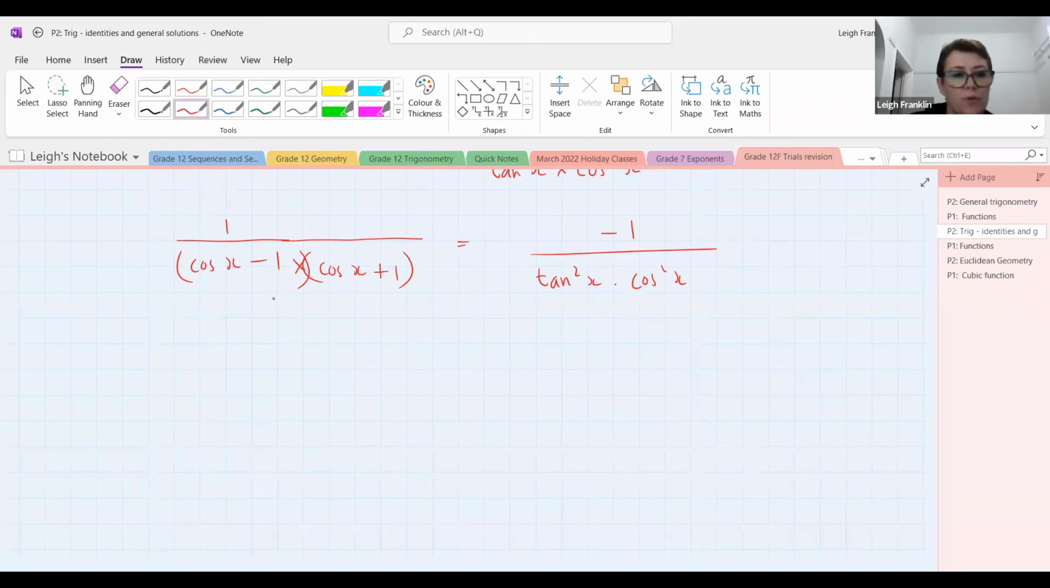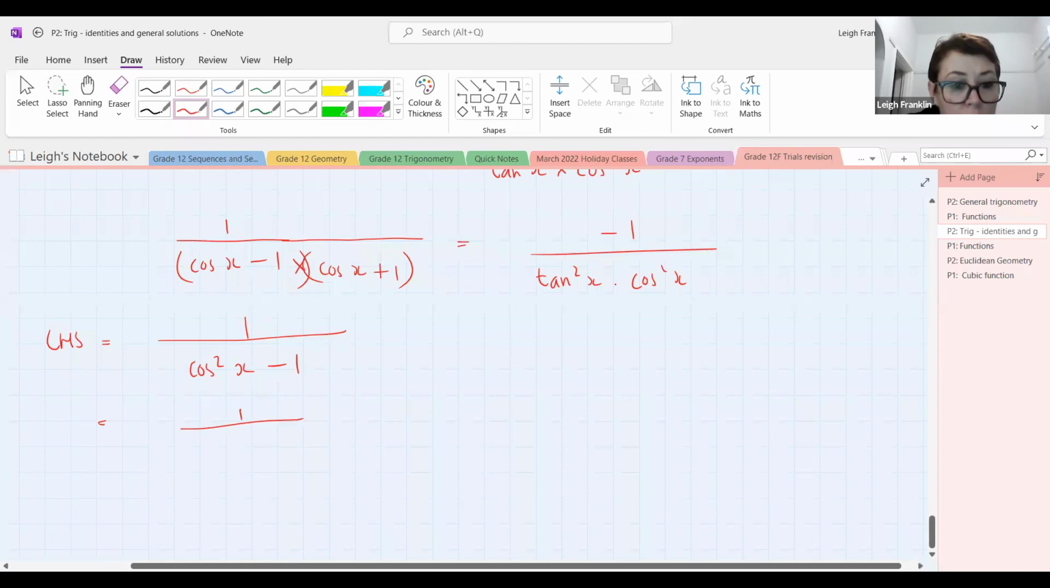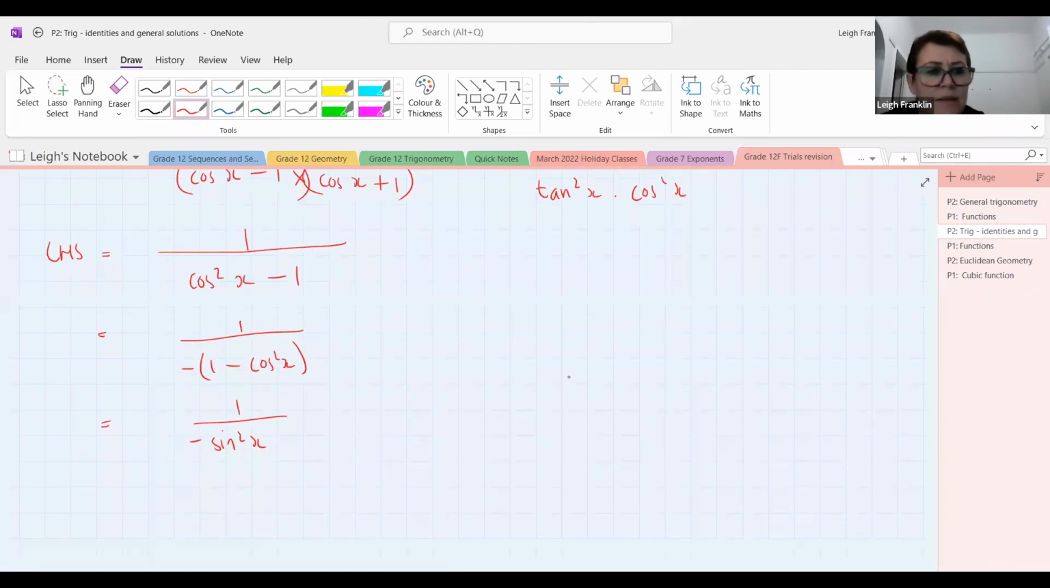So in other words, they want you to prove that the left-hand side equals the right-hand side. Okay, so what I think I would do here is you might work with left and right simultaneously. On the left-hand side here, I think I would end up with cos squared x minus 1. Then you could take 1 minus cos squared x like that, and then you could have 1 over negative sine squared x. All right, so that's the left-hand side.